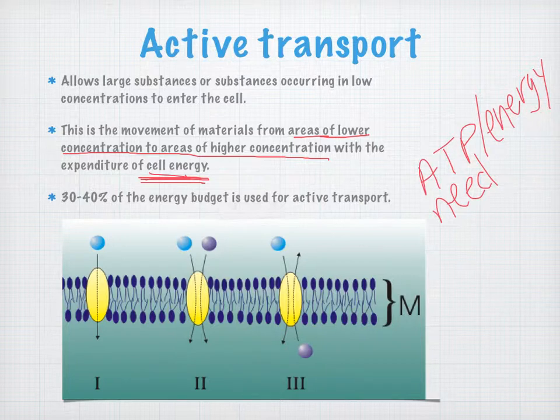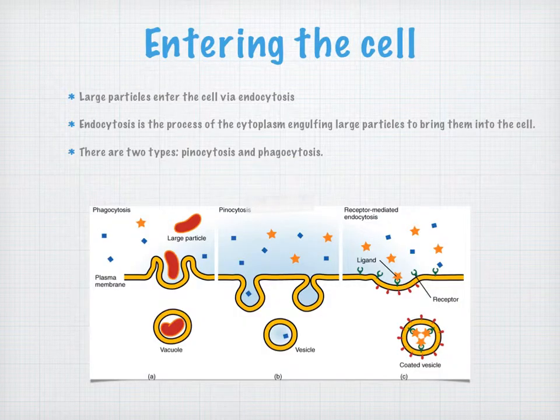So we have a low concentration of our purple, and it will actively move inside the cell. It's actively moving in. So entering the cell. There are different ways we can enter the cell. And one specific way is known as endocytosis.